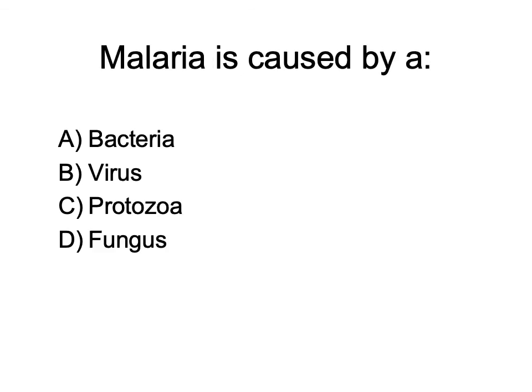Malaria is caused by A, bacteria, B, a virus, C, protozoa, D, fungus. The answer is C. Malaria is caused by protozoa, specifically Plasmodium, but there are many different species of Plasmodium that can cause malaria. So C, protozoa.